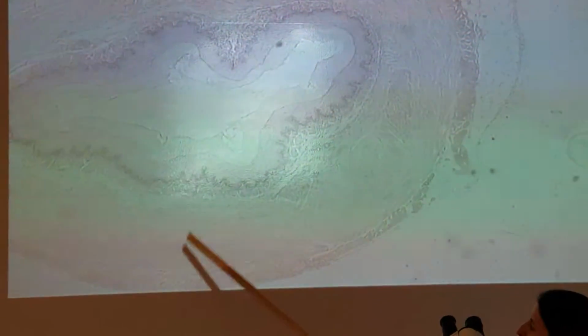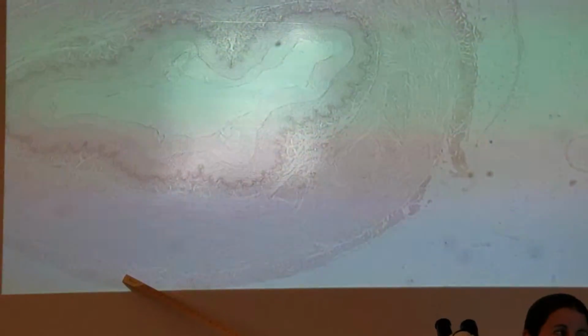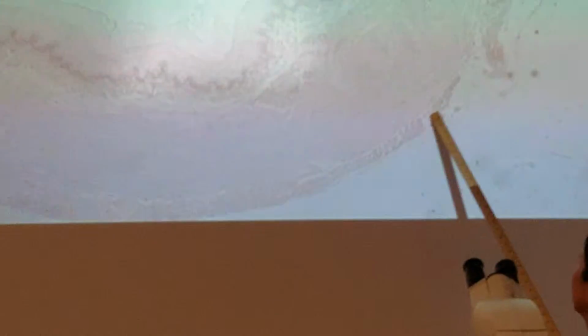Then we get to the muscularis externa layer. There's a difference between this layer and this layer, because we have a circular and a longitudinal. So this is our circular layer of the muscularis externa. This would be the longitudinal layer of the muscularis externa.